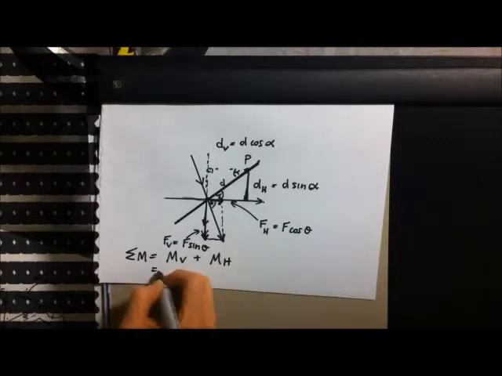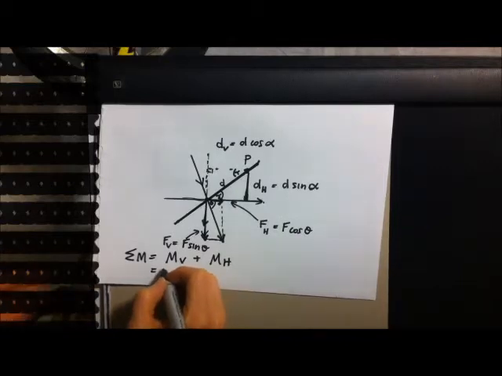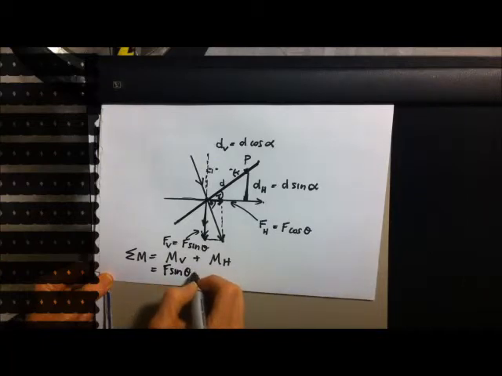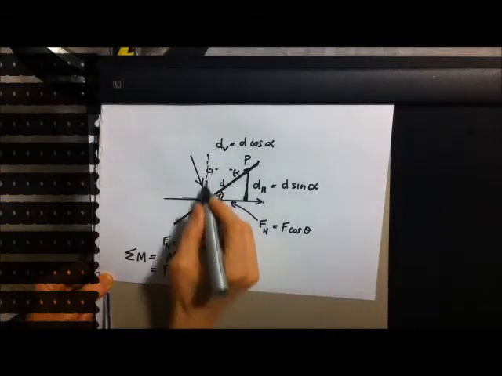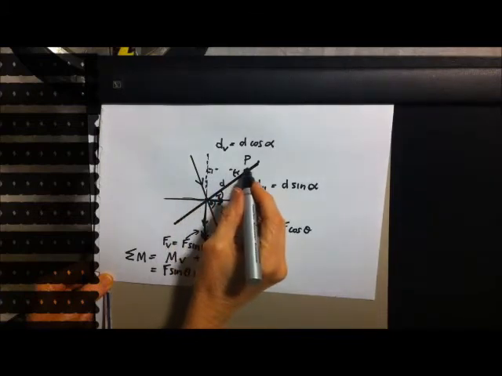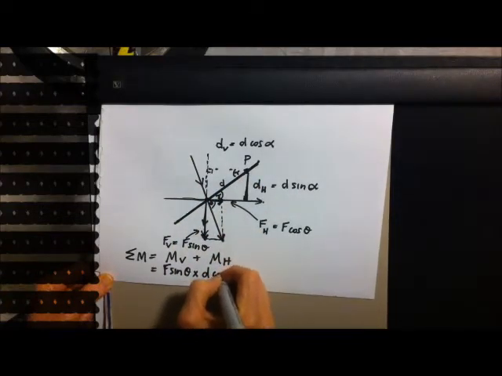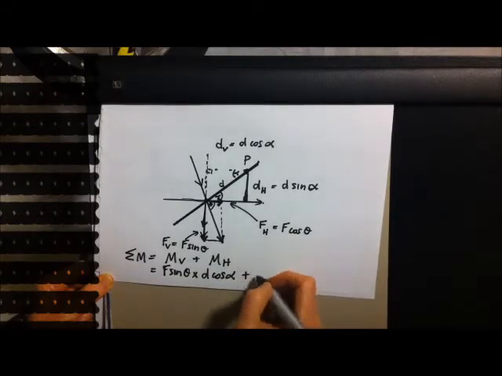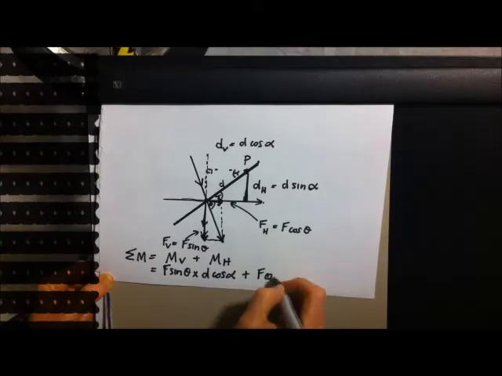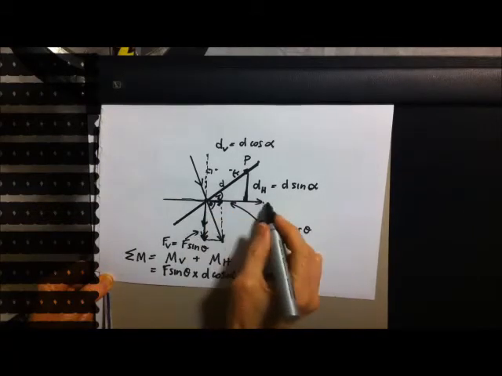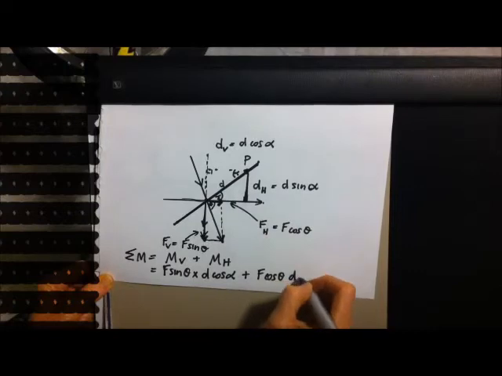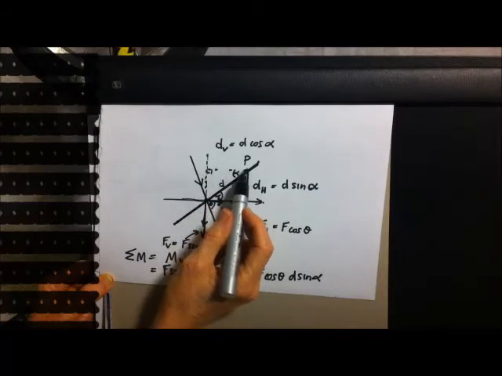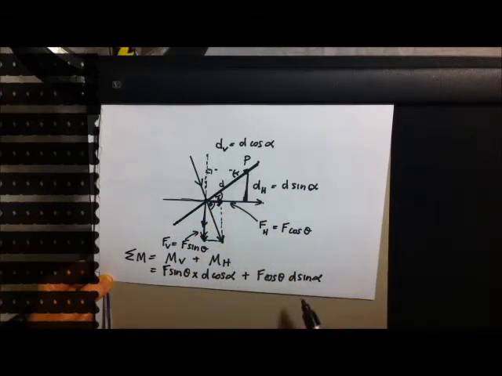So the sum of the moments for this system will be the vertical moment plus the horizontal moment. In each case it is force times distance. So here we have for the vertical, F sine theta times its perpendicular distance, which is D cos alpha. And for the horizontal force, we have F cos theta there times its perpendicular distance, which is D sine alpha. Sometimes you might be given those distances there, but if not, you can use trigonometry to work them out.